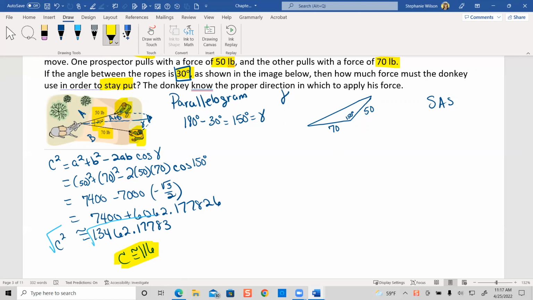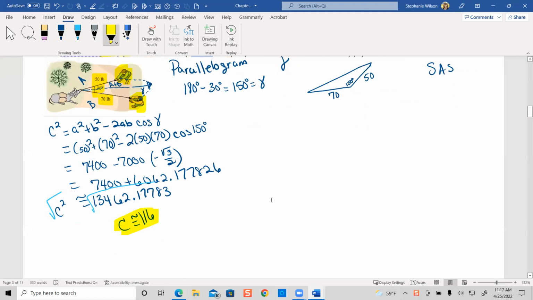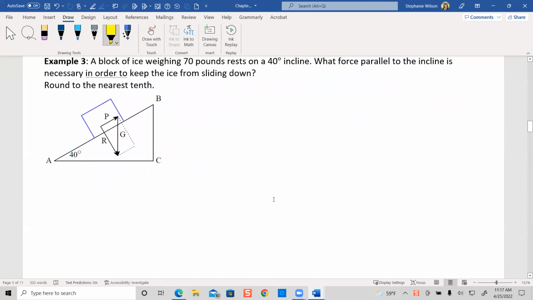All right, let's move on to the next one. The next one says a block of ice weighing 70 pounds rests on a 40-degree incline. What force parallel to the incline is necessary in order to keep the ice from sliding down, rounded to the nearest tenth, if possible? So what do we see here?